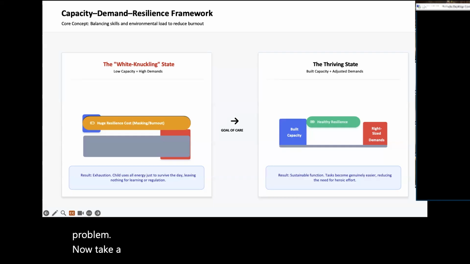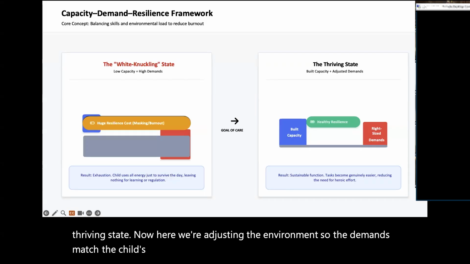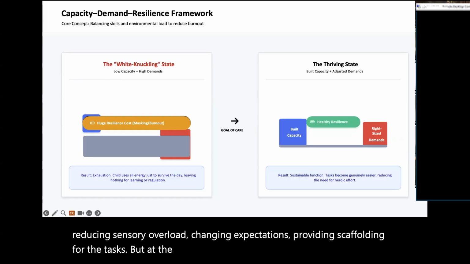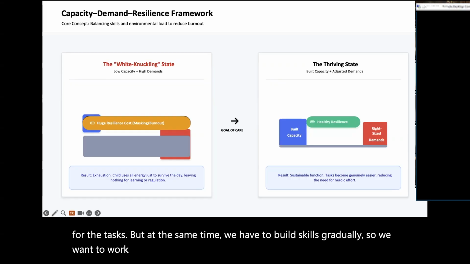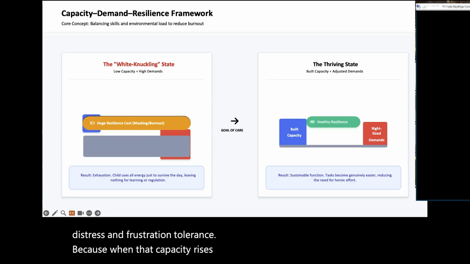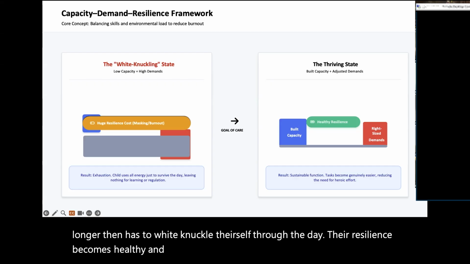And what looks like a behavior problem can often be just a mismatch problem. Now take a look here at the right side of the screen. This is the thriving state. Here we're adjusting the environment so the demands match the child's true developmental capacity. That might mean things like reducing sensory overload, changing expectations, providing scaffolding for the tasks. But at the same time, we have to build skills gradually. So we want to work on emotional regulation and planning and flexibility and distress and frustration tolerance. Because when that capacity rises and demands are right sized, the child no longer has to white knuckle themselves through the day. Their resilience becomes healthy and sustainable and hopefully less necessary because the capacity has expanded.